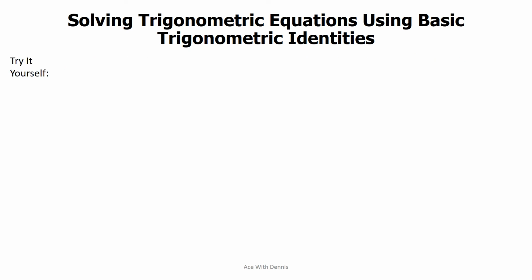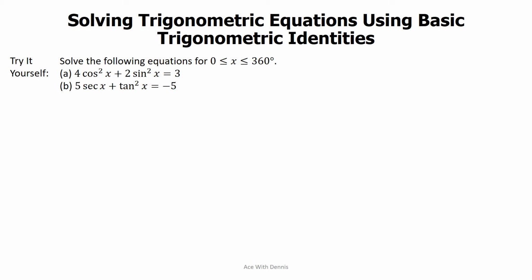Alright, so here you can try a similar example yourself. Solve the following equations for the range of x from 0 to 360 degrees. A, 4 cosine square x plus 2 sine square x equals 3. B, 5 secant x plus tangent square x equals negative 5. You can pause the video and try to solve it yourself.